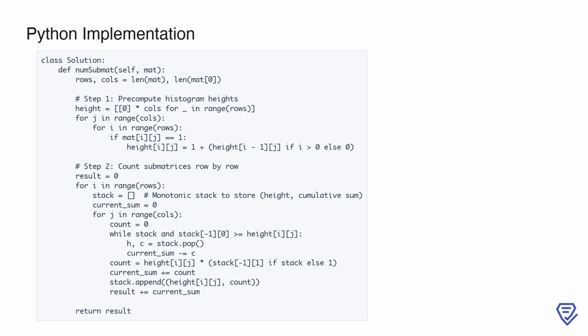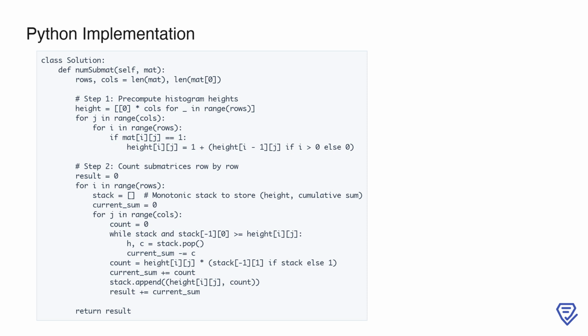3. Monotonic stack logic. As we iterate over columns, we use the stack to maintain a decreasing sequence of heights. If the current height is smaller than the top of the stack, we pop elements to calculate the contribution of submatrices formed by the popped height. The cumulative count for the current column is calculated as the product of the height and the width, using the stack. The result is updated by adding current_sum, which represents all submatrices ending at column j for the current row. 4. Result calculation. The result variable accumulates the total number of submatrices with all ones for the entire matrix. Finally, we return the result.